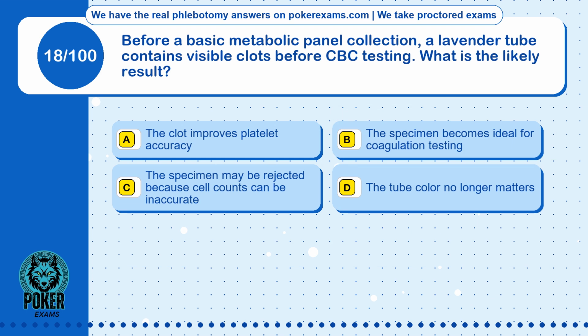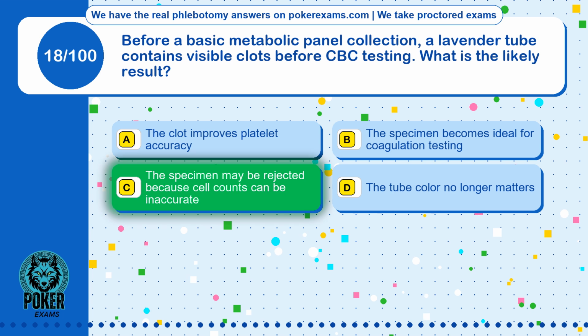Question 18. Before a basic metabolic panel collection, a lavender tube contains visible clots before CBC testing. What is the likely result? Option A. The clot improves platelet accuracy. Option B. The specimen becomes ideal for coagulation testing. Option C. The specimen may be rejected because cell counts can be inaccurate. Option D. The tube color no longer matters.